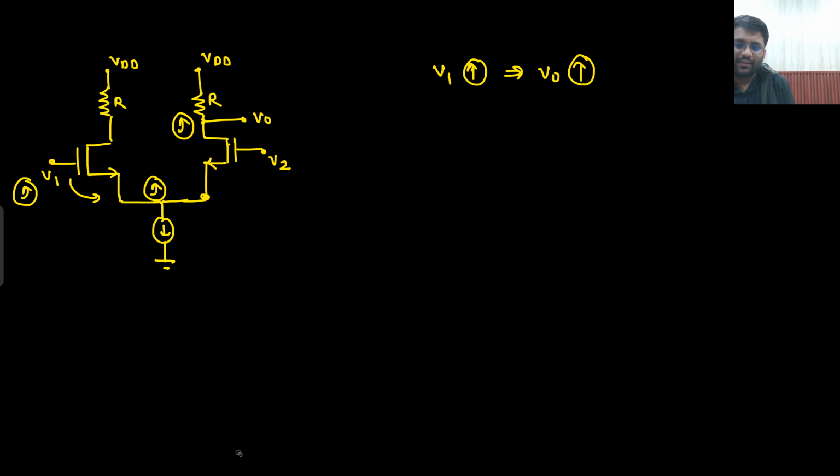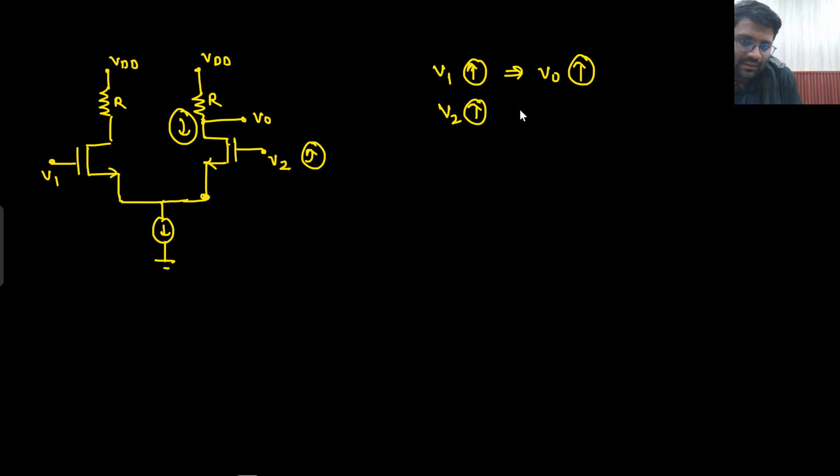Okay. Now second, what about V2? Sir, if V2 increases, where is V naught? This is your V naught. From here to here, how much is the phase shift? 180 degree. So sir, if V2 increases, this will decrease. So if V2 increases, then V naught will decrease.